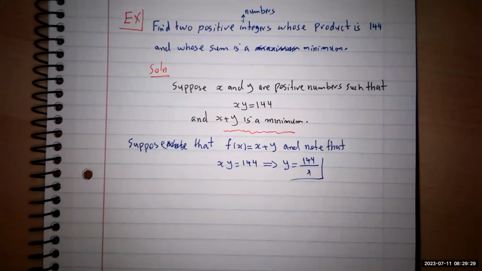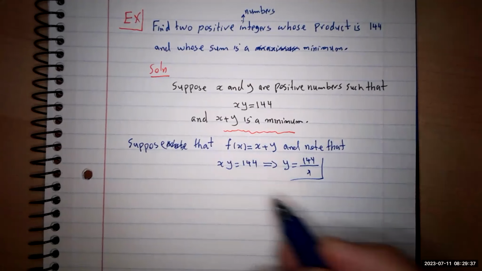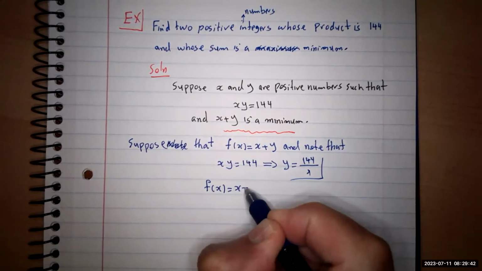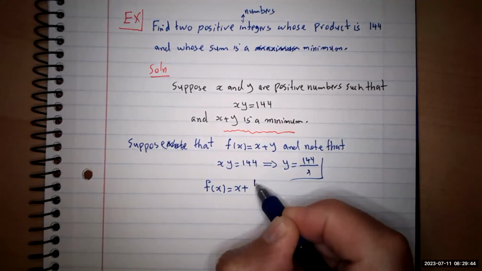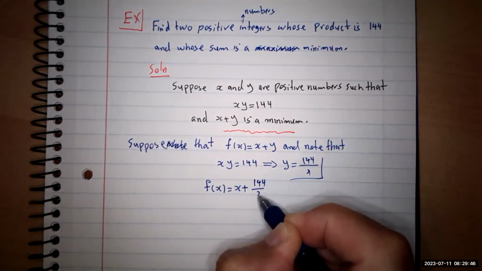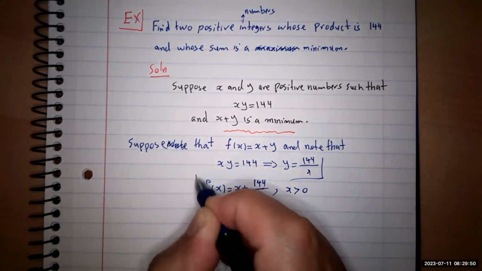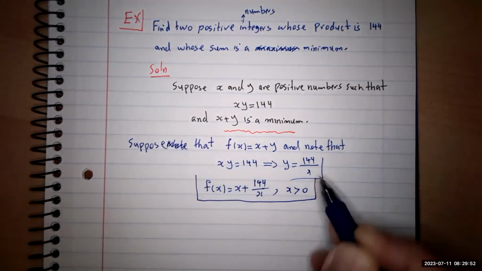So in all the problems, you introduce your function as a quantity, but you have to find it. So go back and substitute, and you have a function. Your f of x is going to be equal to x plus y. What is y? 144 over x, with the restriction of x to be positive. So this is going to be your function.